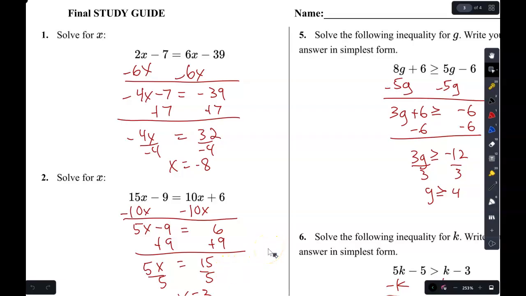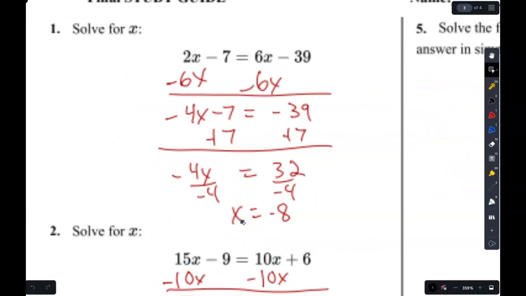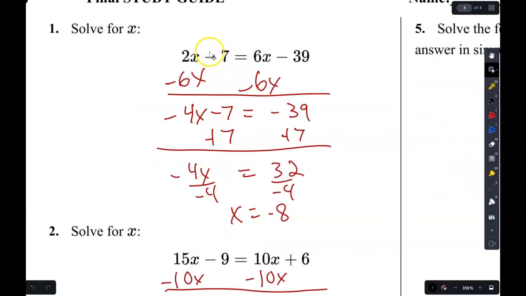So just a few different problems on here, and I'm going to go over each one. Alright, so they're already worked out, but I'm still going to talk about what I did here. So here we just got a basic three-step equation: 2x minus 7 equals 6x minus 39.